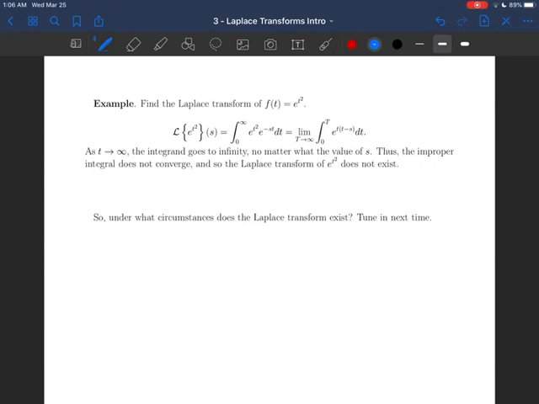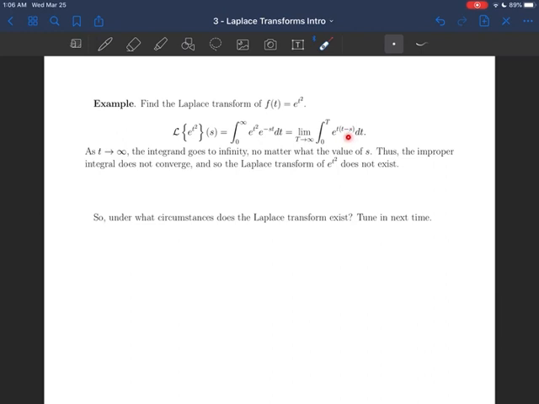All right. Lastly, let's look at one more example. In this case, we want to know, what about the Laplace transform of e to the t squared? Now, we apply the same formula. We have the integral from 0 to infinity of e to the t squared times e to the minus st dt. And if we put that together, we can rewrite it as, again, we do the proper integral, limit as T goes to infinity, 0 to T, and now it's e to the t times t minus s.